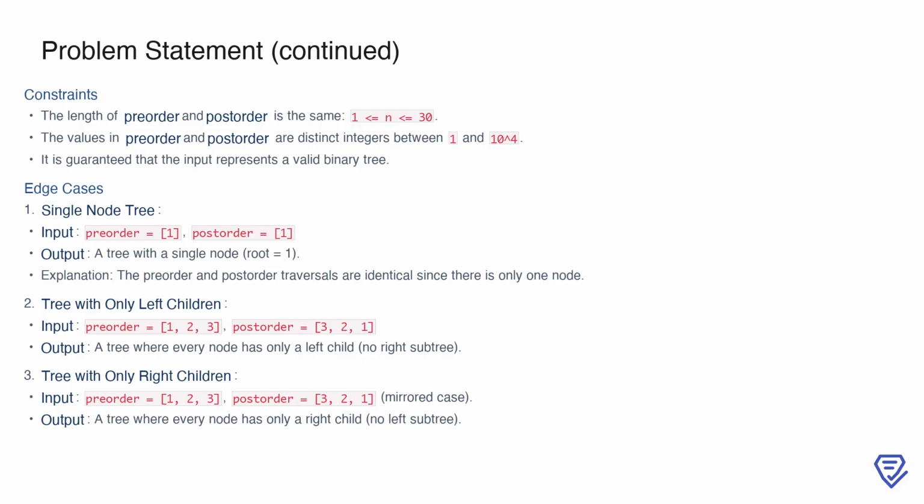Some edge cases to consider include a single node tree, where both traversals are identical, and trees with only left or only right children. For example, a tree with only left children will have Preorder and Postorder traversals that appear mirrored, but the tree structure remains valid. These constraints and edge cases ensure that the problem can be solved within the given limits.